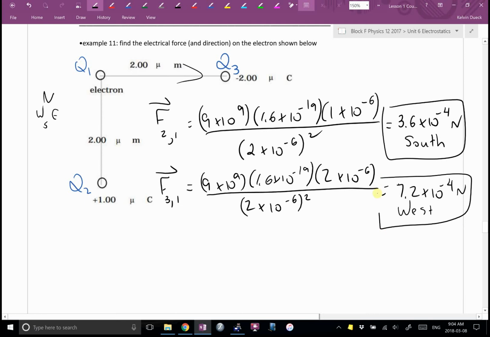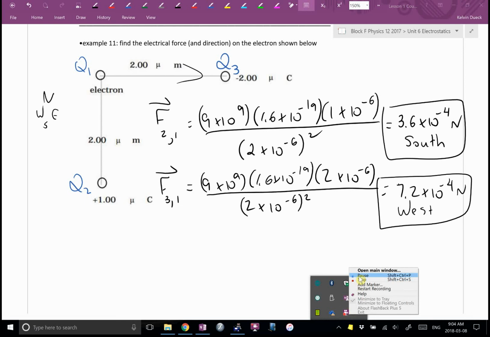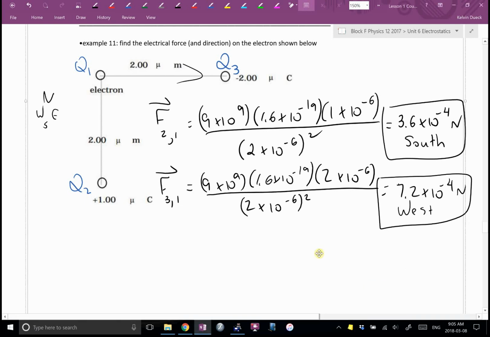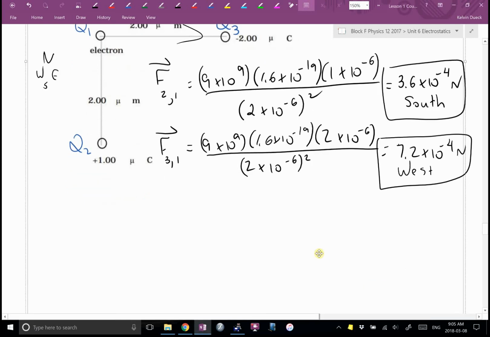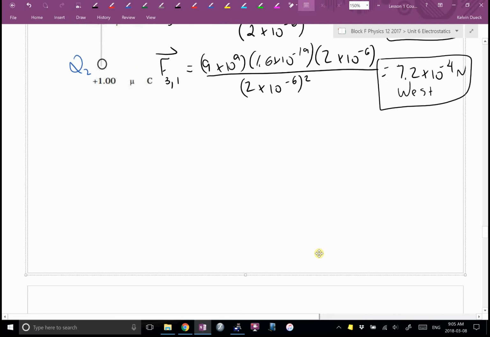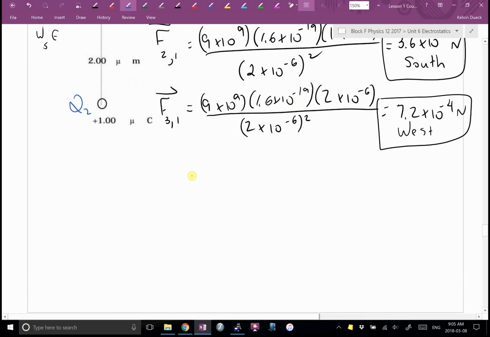And now let's finish this off, Sarah. I need to add these two together. How would I add them together? Draw them. Draw them tip to tail. Tip to tail. I'm going to go south and west. I got room here. I can do a good triangle. Do a fairly big triangle if you can. So, which one of these is bigger? The west line. So I think it's going to look something like this.